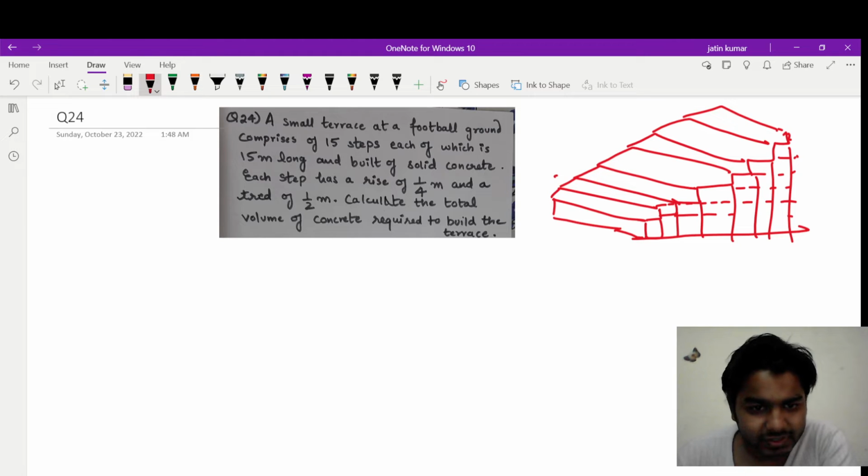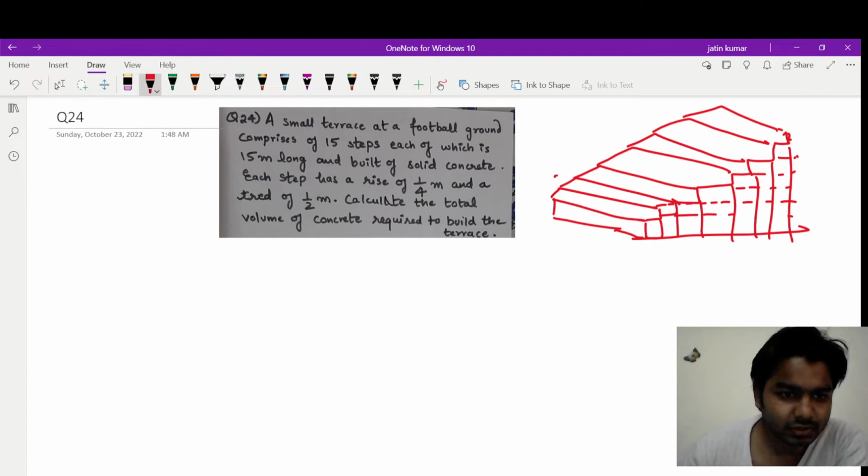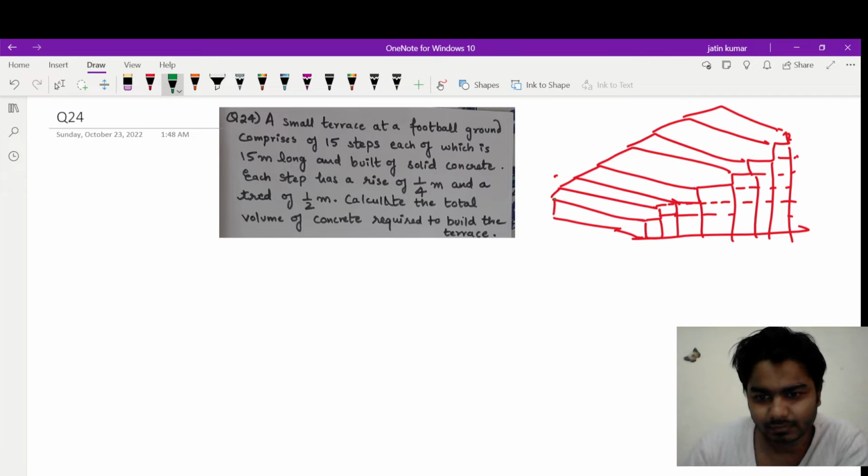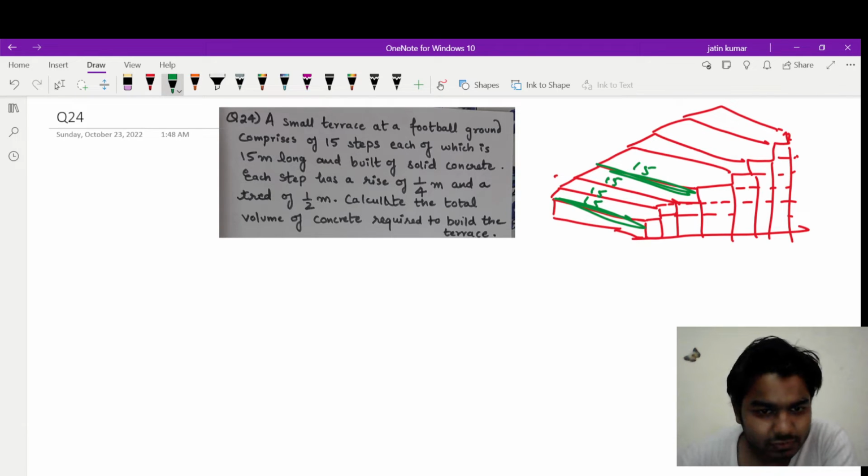And there are 15 steps, each of which is 15 meter long. Now this is the length, the bigger length is 15 meter, so this upper one is also 15 meter, and this is also 15. The longest side is 15 meter. Okay, and built of solid concrete. Each step has a rise of 1 by 4 meter.